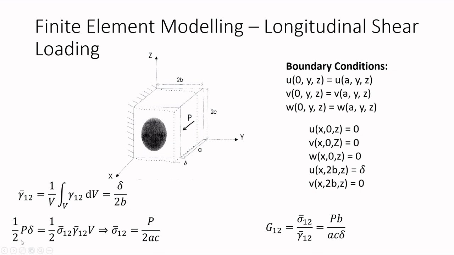From work done, we can compute work done as 1 by 2 P into delta, and when the strain energy and work done are equated together, they give sigma 12 as P by 2AC. So we can compute G12 as the ratio of sigma 12 by gamma 12, which will be PB by AC delta. So we know G12, we know G23, we know E1, E2, mu12, mu23. That should give us all the properties.